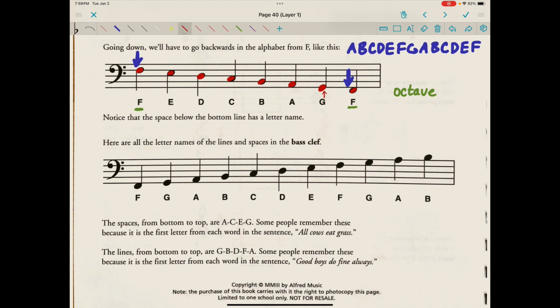The lines from bottom to top are G, B, D, F, A, G, B, D, F, A. Some people remember these because it is the first letter from each word in the sentence, good boys do fine always. As I mentioned, with the treble clef, these are kind of cheats provided for memorizing or quickly identifying the letter names on the staff. I really don't recommend these methods as a way of learning your letter names because, as you see, just with these two notes that we know so far that are beyond the staff, this is actually a very common occurrence.